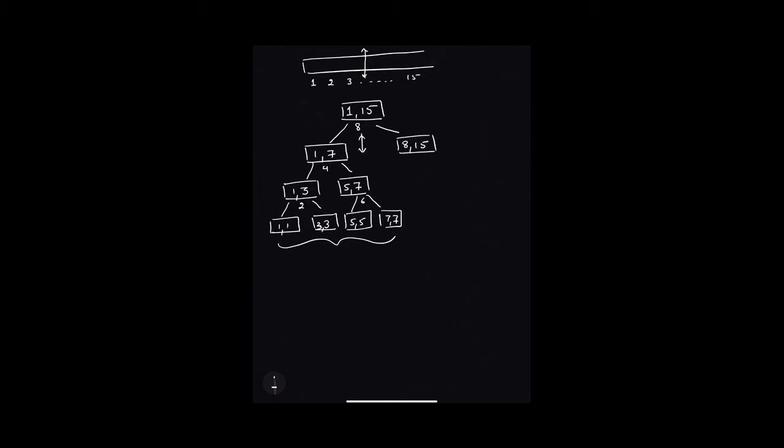Similarly, if I perform partition on my right-hand side, I would get 12 as my partition. The left-hand side would have elements from 9 to 11. Oh, sorry, this would be 9. Please correct it. And the right-hand side would be 13 and 15.